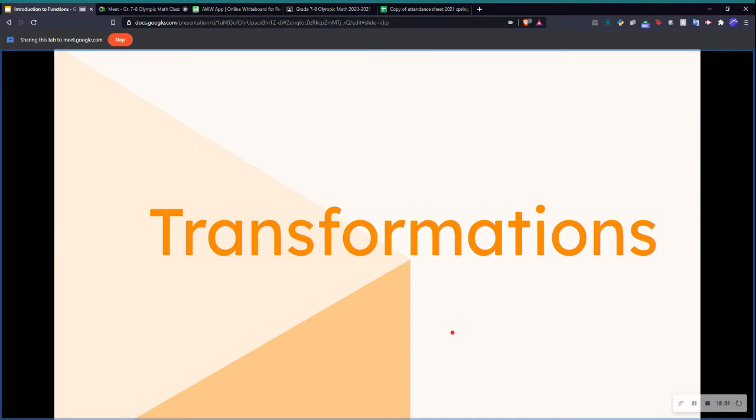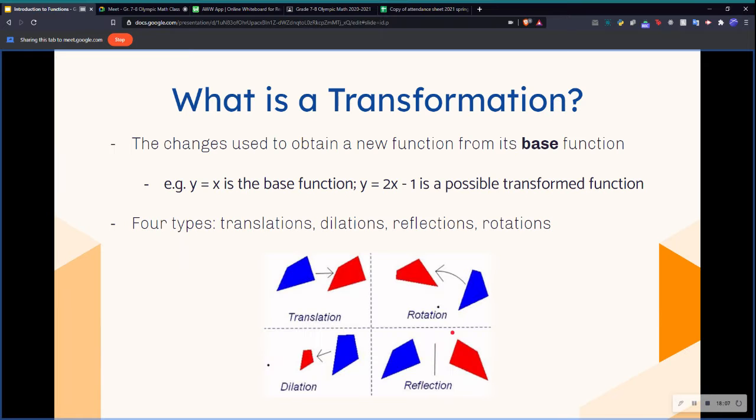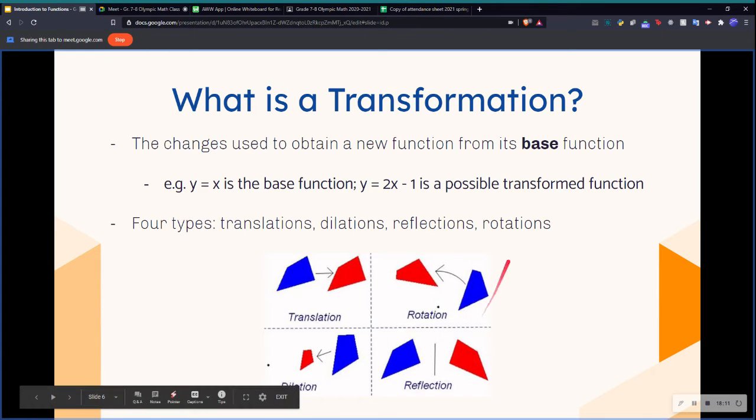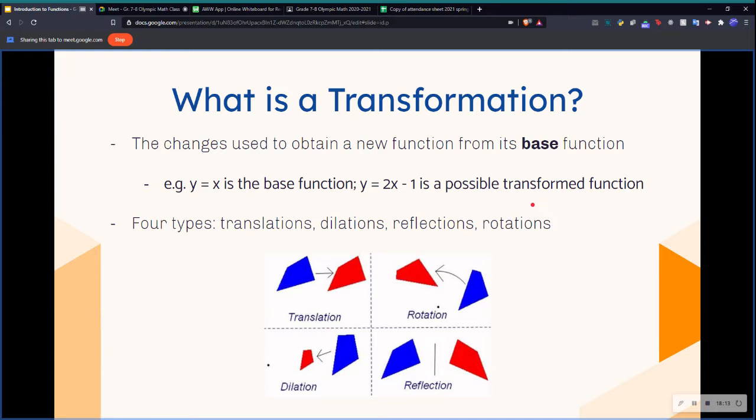All right, so let's look at the meat for today's presentation. Let's look at transformations. You probably heard of these, I'm not sure where you learned this, at elementary school, but you learn about these transformations sometime. Just to recap, a transformation is basically the changes that are used to obtain a new function from its base function. So we're defining it now with a function set. We have this term called base function. What's that? And here's an example.